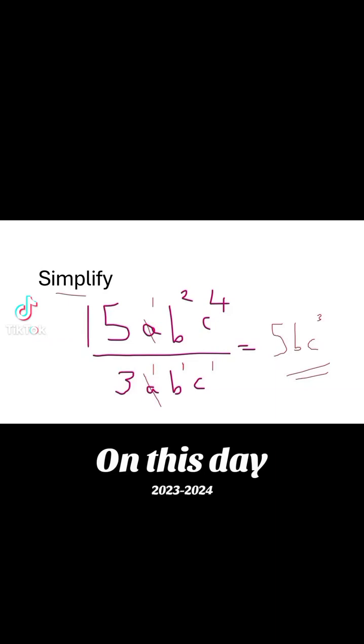The key to remember is numbers are divided by numbers, or times by numbers, and then letters go with letters. When you divide with the same base, you subtract the powers, you subtract the indices. Remember that for GCSE maths.